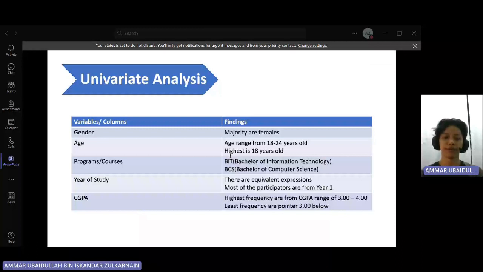Our next variable is year of study. Our data reveals that year 1 students are the most frequent participants, followed by year 3 and year 2 students. And our fifth variable is CGPA. The majority of participants fall within the CGPA range of 3 to 4 pointer. The least represented are those with a CGPA below 3 pointer. And then moving on to our next slide.